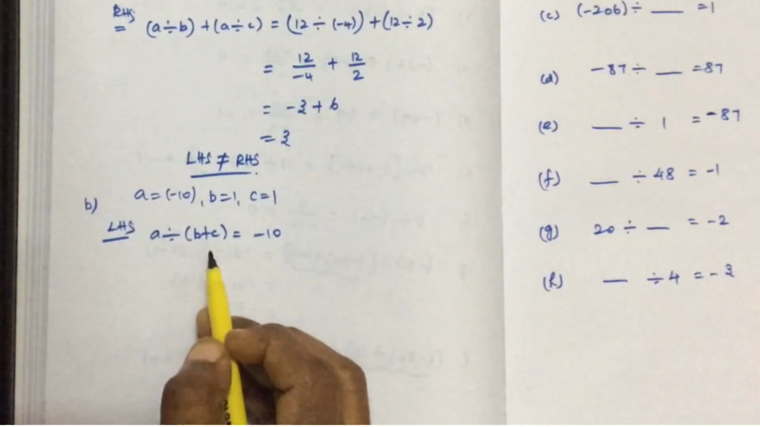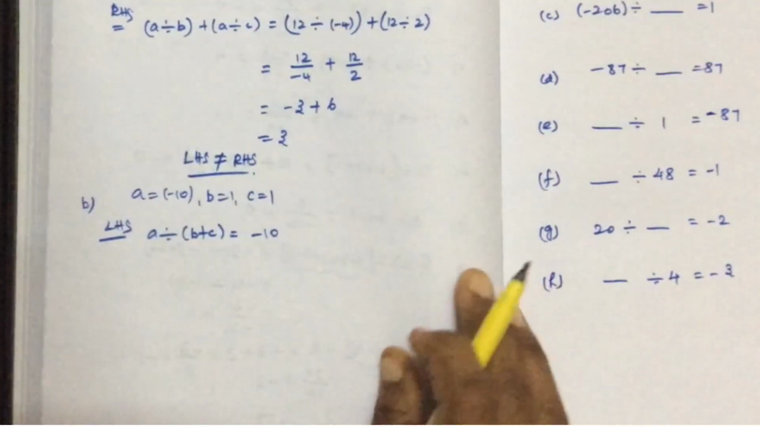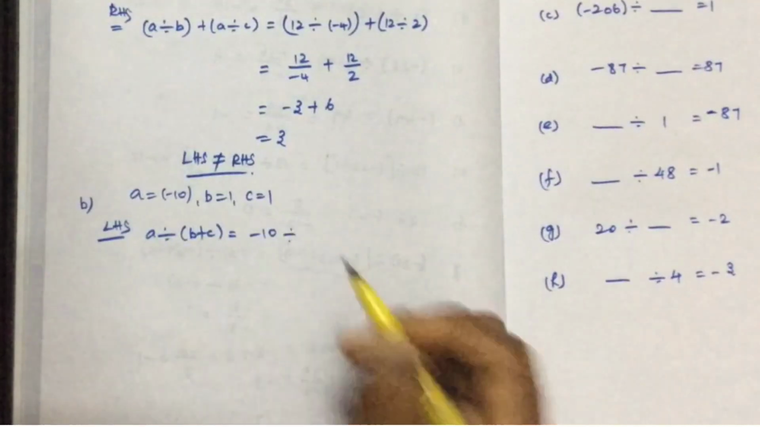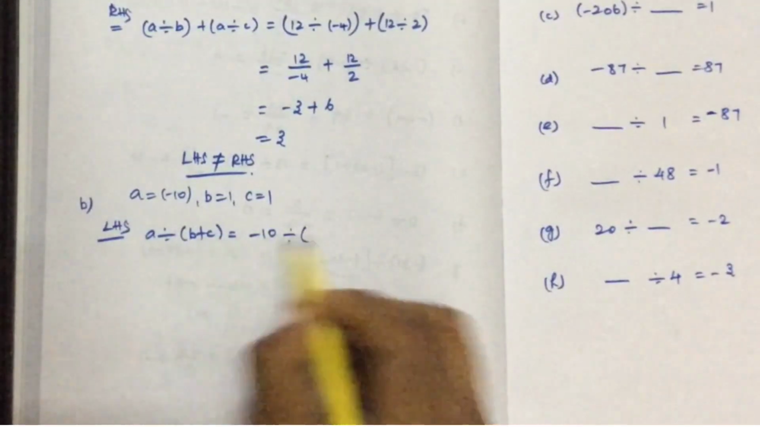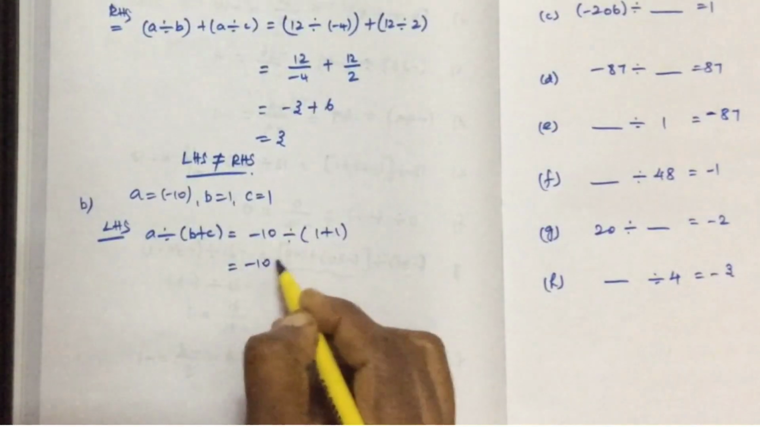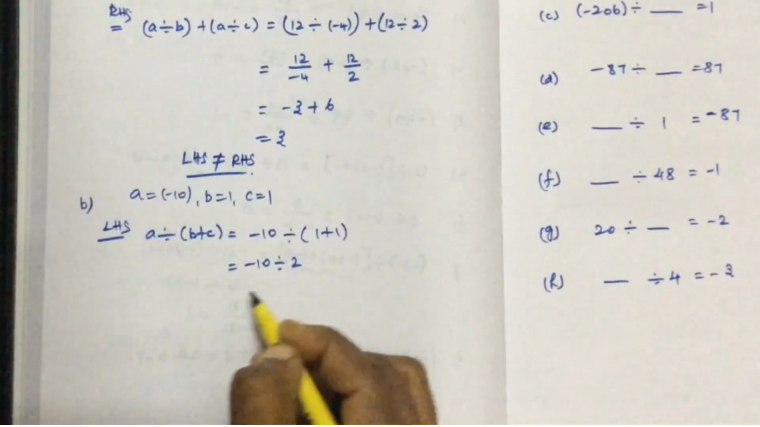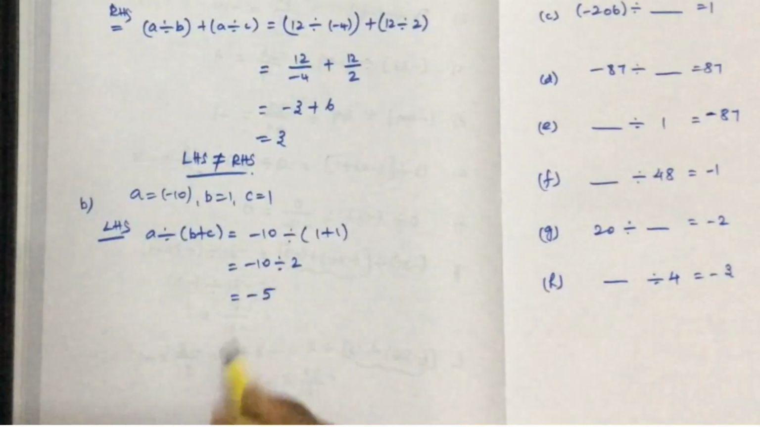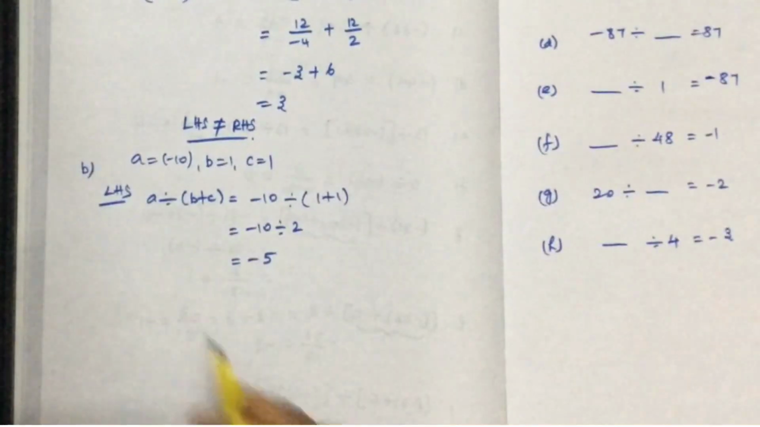A divided by B plus A, that is equal to minus 10. So A is minus 10 divided by B is 1 plus 1, that is equal to minus 10 divided by 2, that is equal to minus 5. This is the left hand side. Now we will see what is in the right hand side.